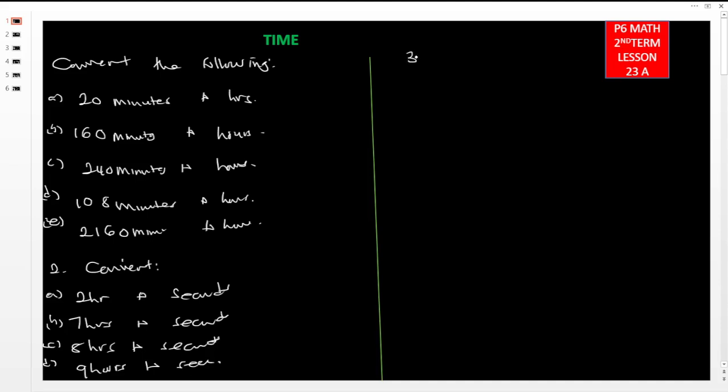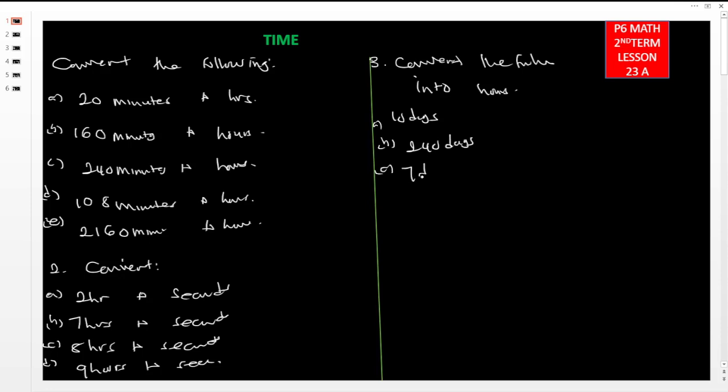Then number 3, let me write it here. Number 3, convert the following into hours. 10 days, this is A. B, 240 days, 7 days, 18 days to hours.